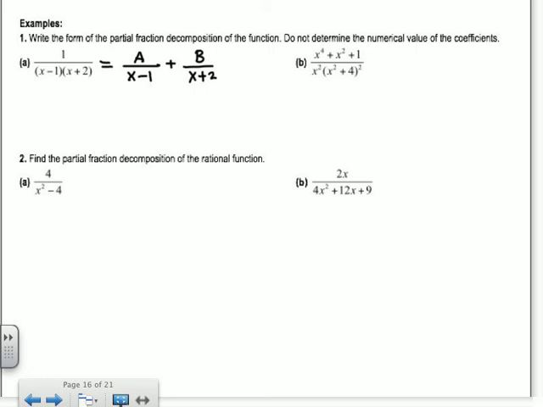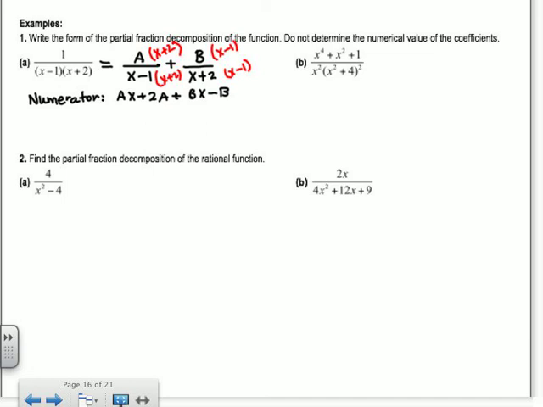Okay, so how did you guys combine these fractions before? What did we do? Yeah, we multiplied this one by x plus 2 over itself. And we multiplied this one by x minus 1 over itself, right? So that means my numerator is going to be ax plus 2a plus bx minus b. And it's all over this denominator, x minus 1 times x plus 2.